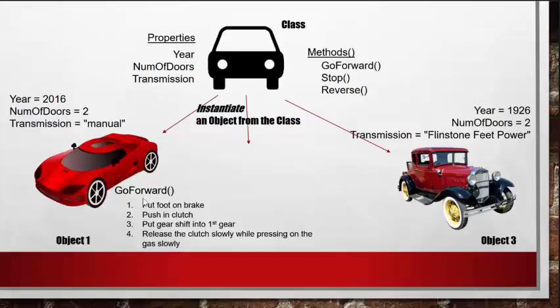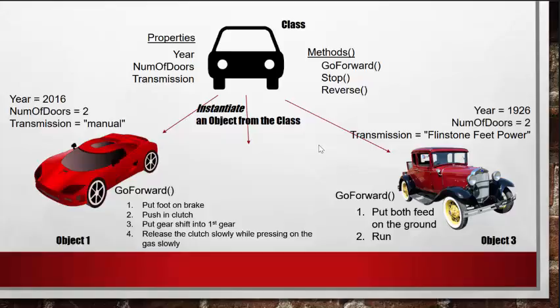So in order to go forward in a manual vehicle, here's the steps to apply the clutch and shift and do those sorts of things. But if we look at our other car, this particular car can also go forward, but it requires some different steps. So we say that both of these cars share the method, or they both can go forward, they both can stop, but they might do it in a little different way. But the idea here is that we don't have to recreate the wheel, no pun intended there.